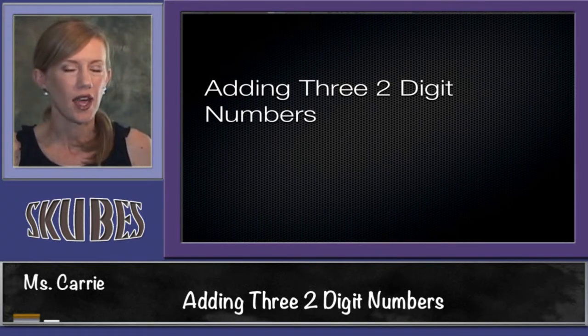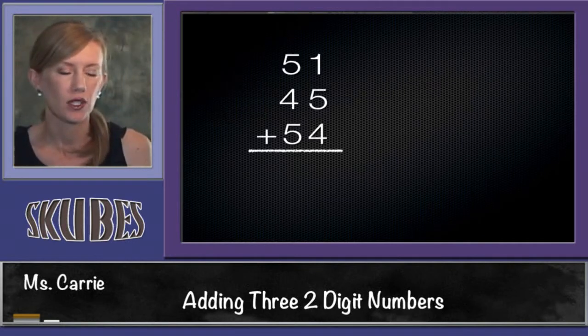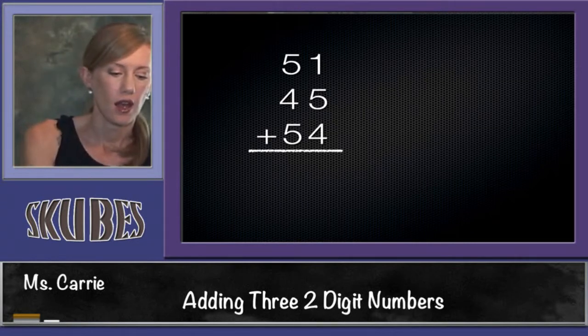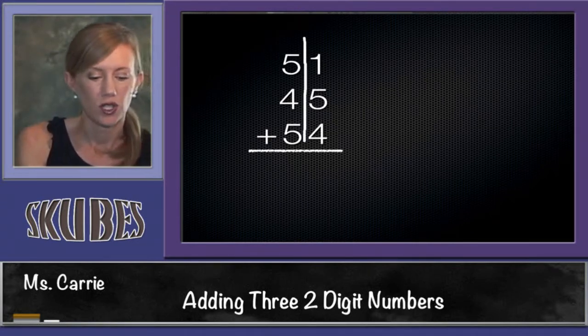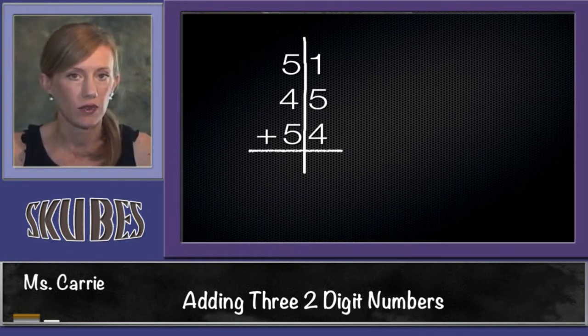This lesson is on adding 3 two-digit numbers. When we're adding 3 two-digit numbers, it's important to start in the ones place. I'm going to draw a line down the middle to differentiate between the ones place and the tens place. The other important thing to remember when you're adding 3 different numbers is to start with the biggest number, then add the next biggest number, then add your last number.